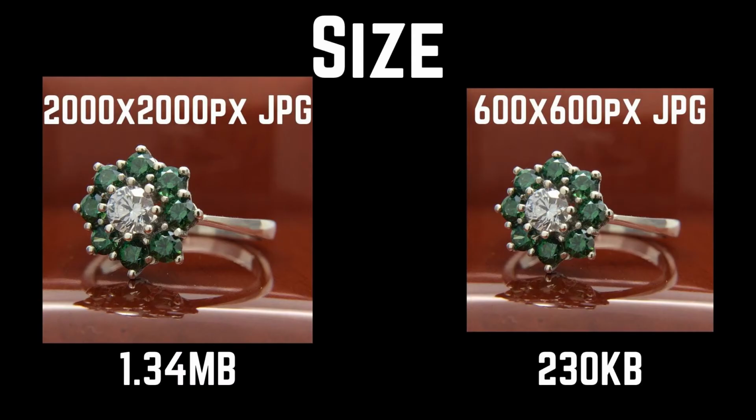Now on screen now, I'm going to show you the size difference between a 2000 by 2000 pixel JPEG and a 600 by 600 pixel. And as you can see, it's a huge difference. And if you're loading these large images on your site, it's going to slow it down a lot, and it's going to have a big impact on your LCP.